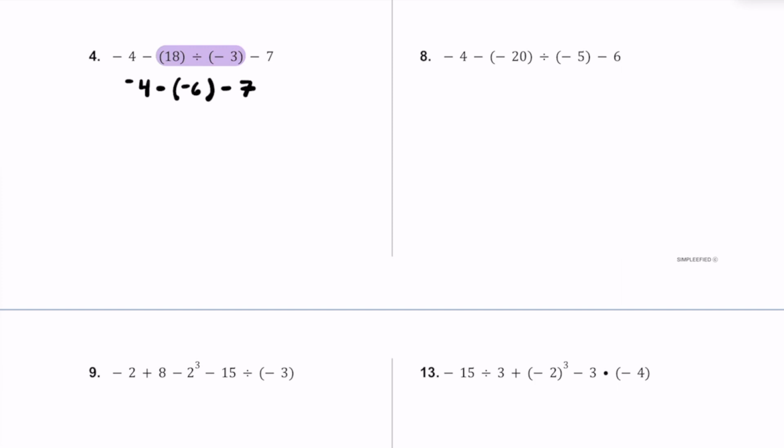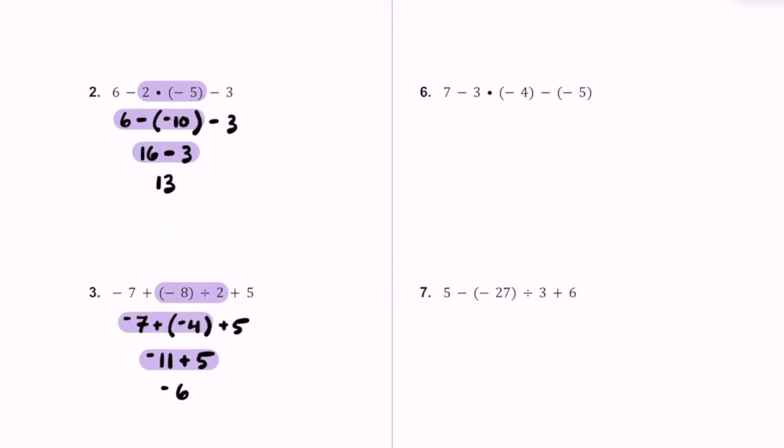All right. Now, if we take a look at this left side here, we have two subtraction problems. We'll do the one on the left. This -4 minus this -6 is -4 plus 6. That's going to equal 2. Then we have this 2 minus 7. That's the same thing as 2 plus -7, and that's going to equal -5.